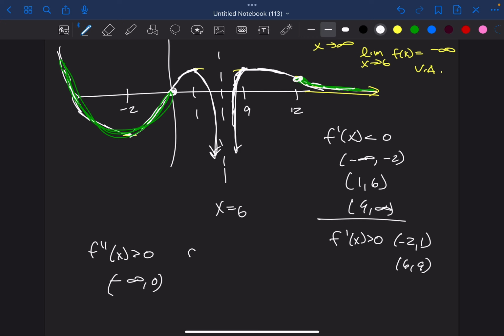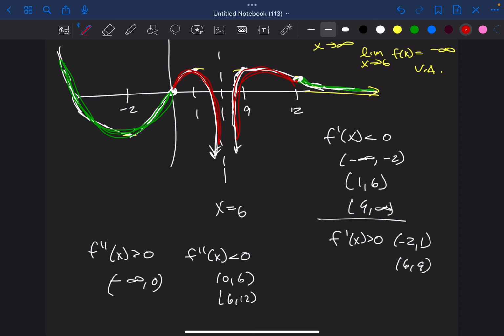That's okay. And it says it's concave down on 0 to 6. So on 0 to 6 it's concave down. And then also from 6 to 12 it's concave down. And there you go. That's a picture of doing all the things that it wants to do.